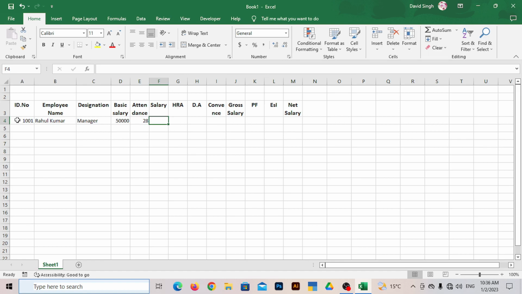The salary is defined based upon attendance. It will calculate the total working days of Rahul and determine the 28 days salary for Rahul. Here, how to calculate the salary: salary is equal to basic salary divided by 30 multiplied by 28 days. Then here we get the actual salary for the person. Here 2 days is leave, Rahul on leave.